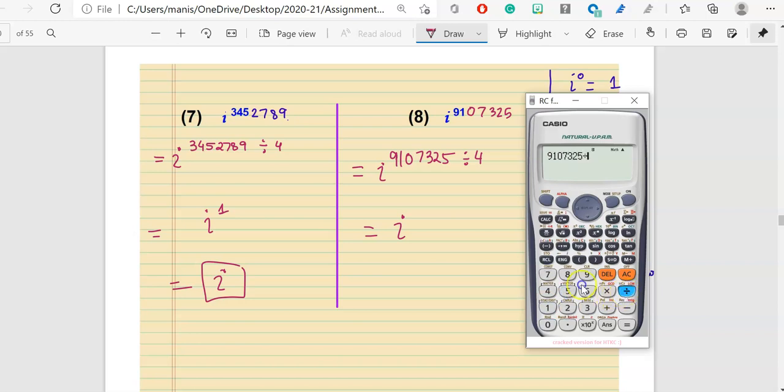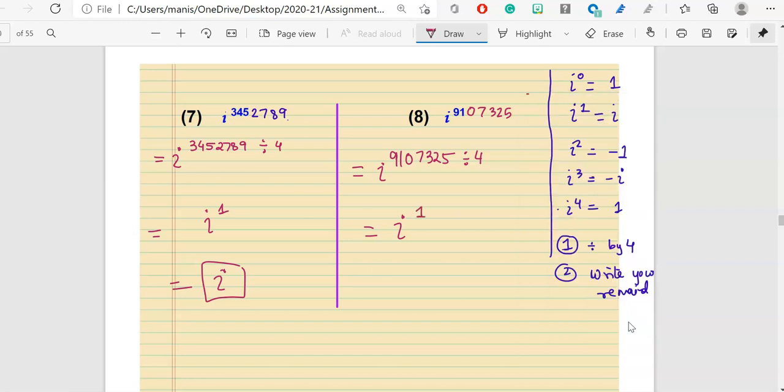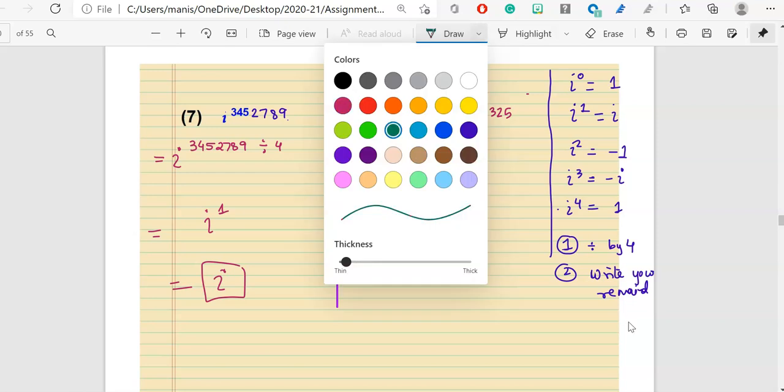The exponent divided by 4 gives what answer? 0.25. You take your 0.25 and multiply by 4. So what is the remainder? 1. So your remainder is 1, and your answer is i. Now I will give you some more shortcuts over here.